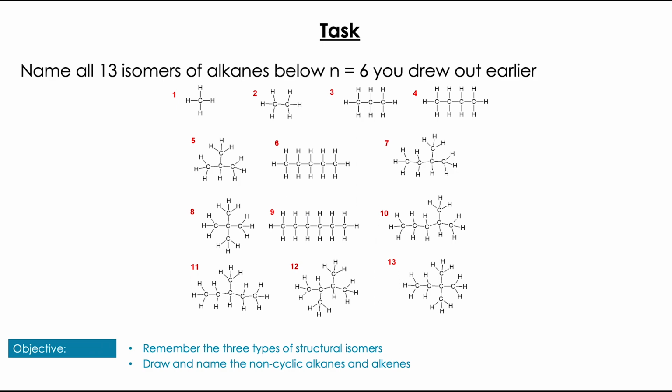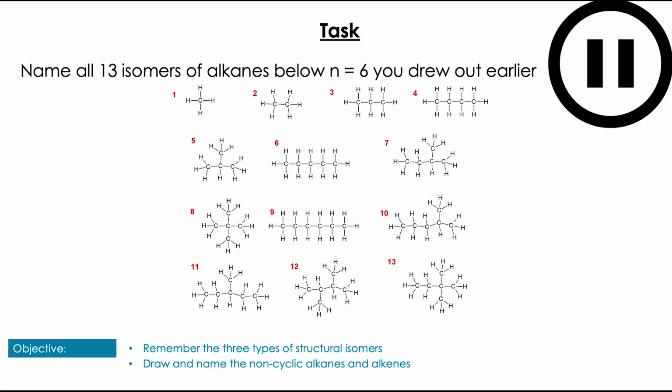So going back to the isomers of alkanes below n equals 6 that you drew earlier, you're going to have a go at naming all 13 of those. Pause the video, have a go at using the skills we've developed so far to name all of these then.